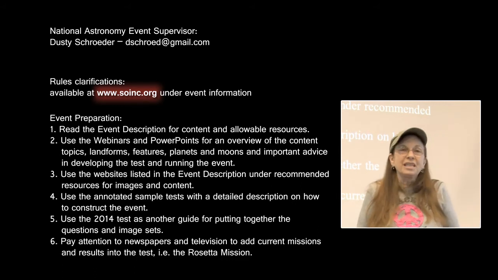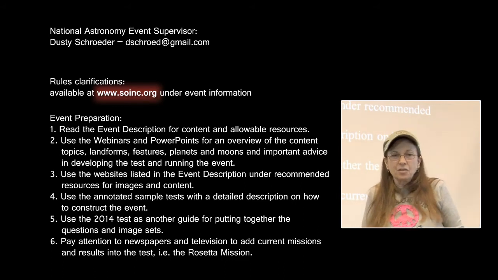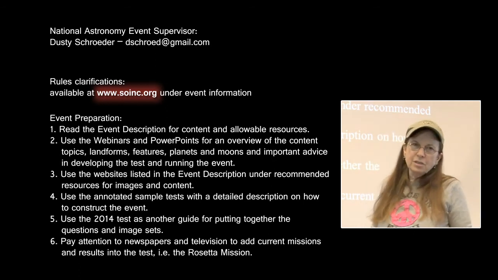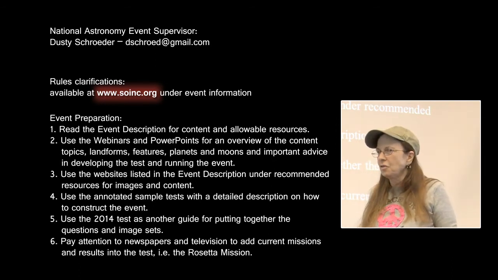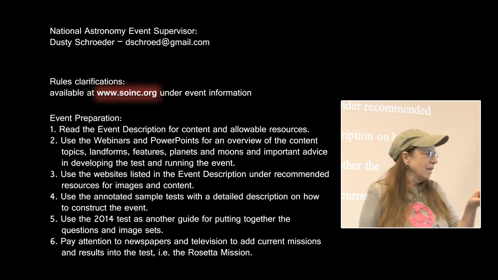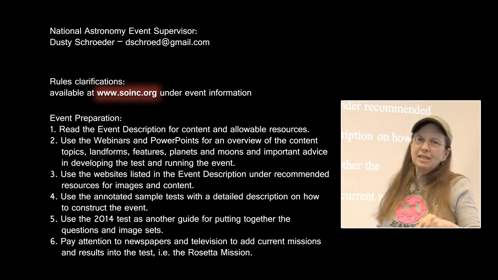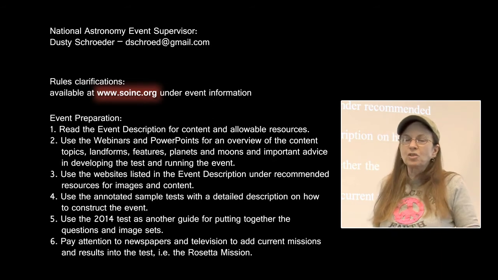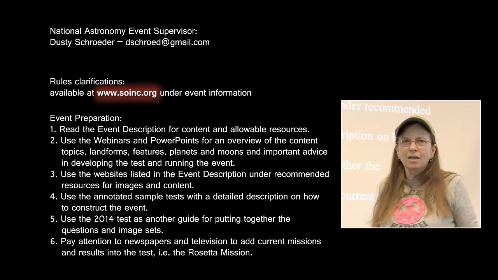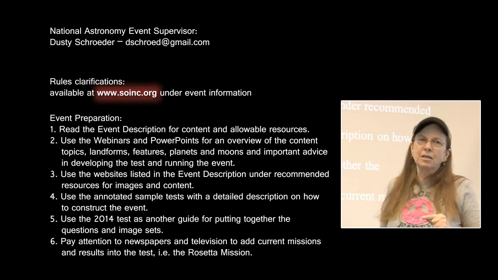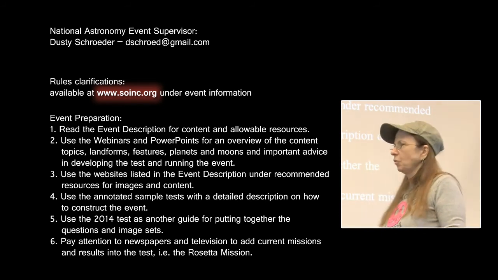Again, use the 2014 event as another example of how to construct the event, especially for the solar system event. Pay attention to the news, to newspapers and newsletters, because you can add current mission results into this event, because the event description says and future missions. So if something happens, like Rosetta finds water on the little comet, that's fair game to use in the competition. So keep all of those things in mind when you're constructing this event.